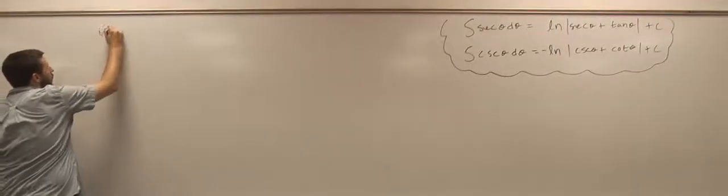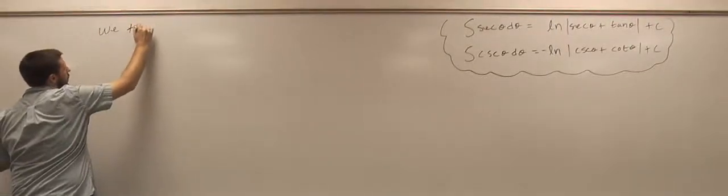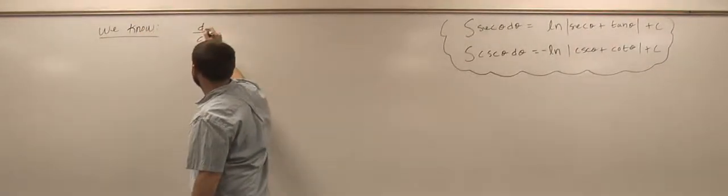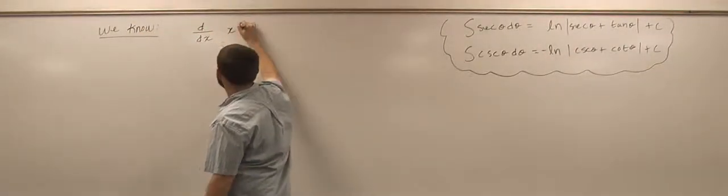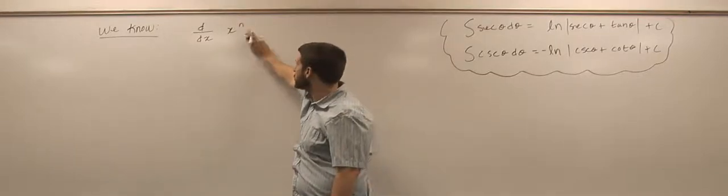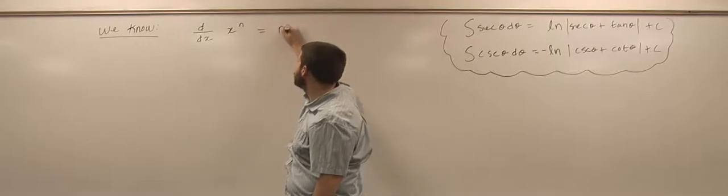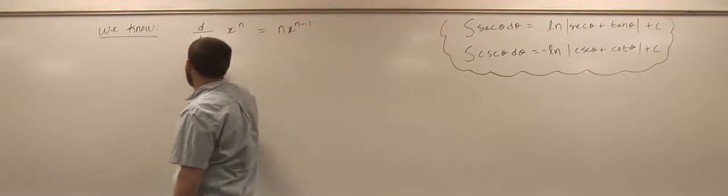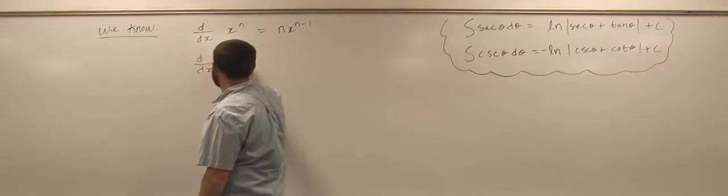We know how to derive something like x to a constant, right? That was like the first thing we learned how to derive. And x to a constant, when you derive it, is nx to the n minus 1. And we know how to derive now a constant to the x.